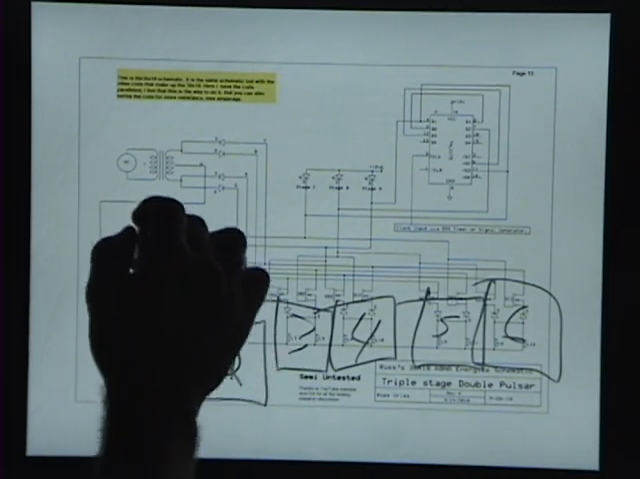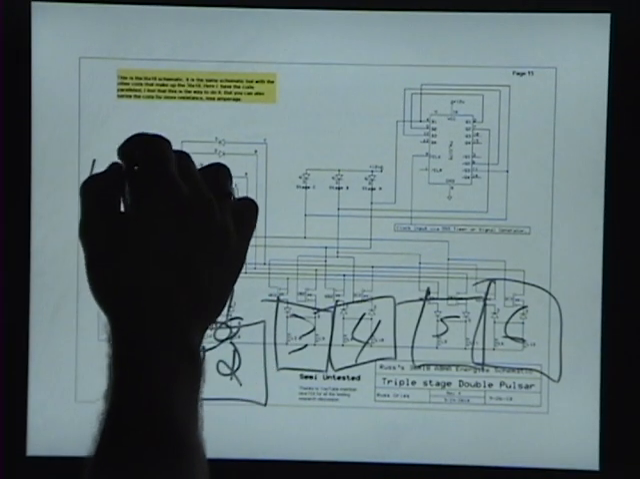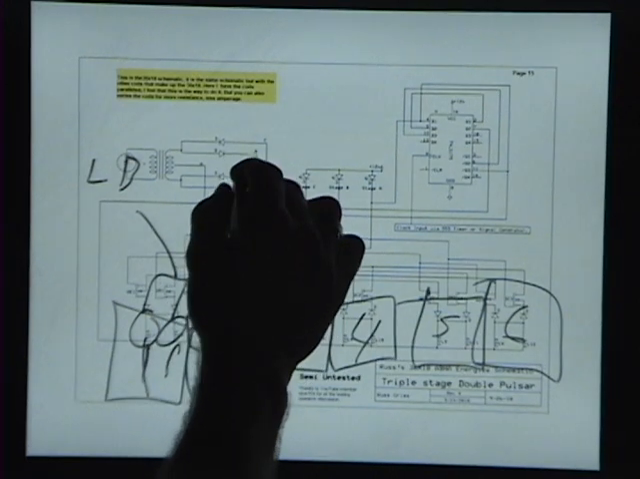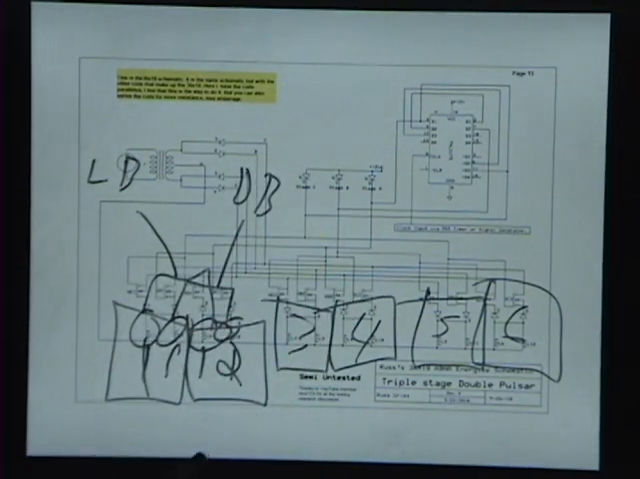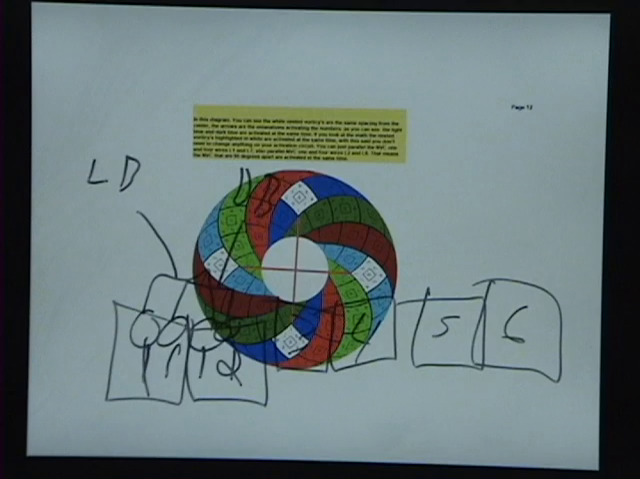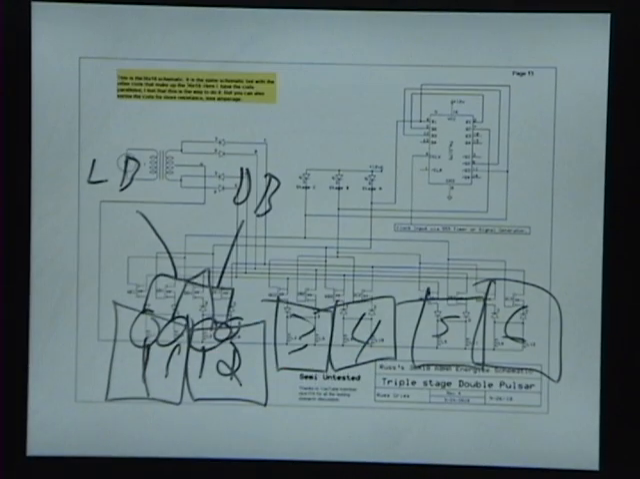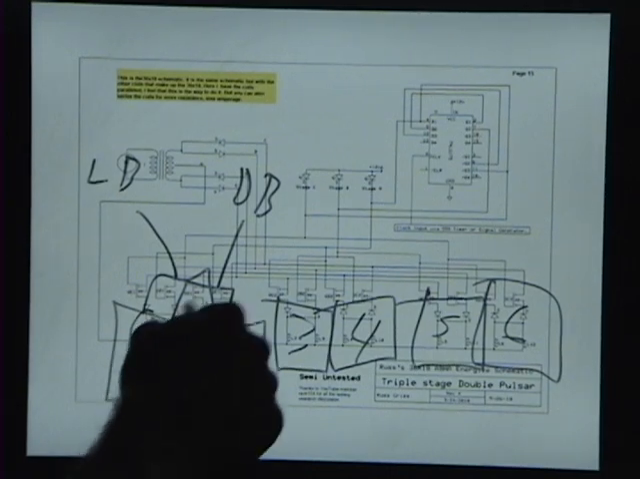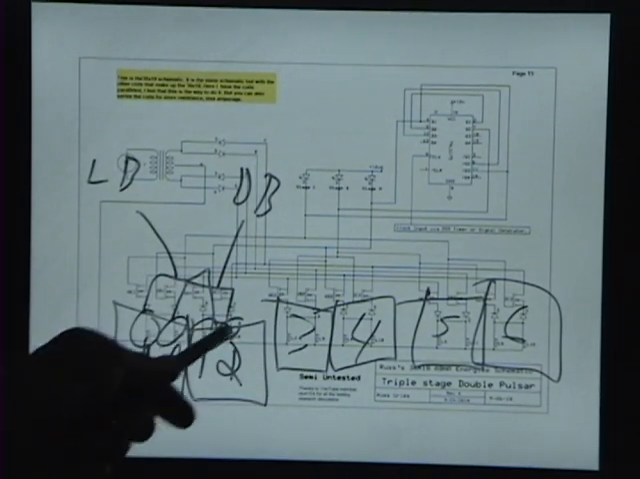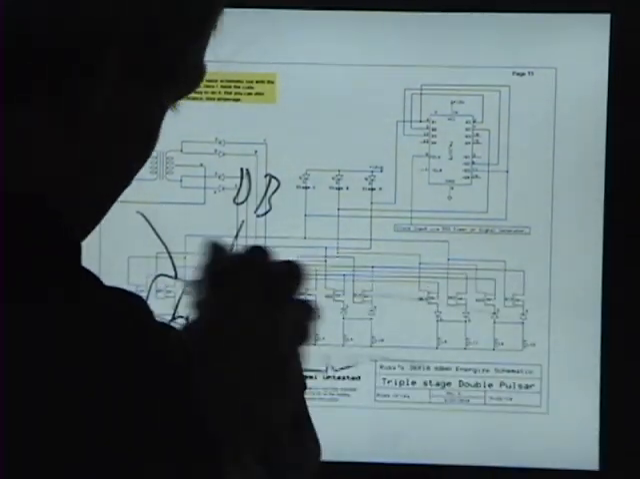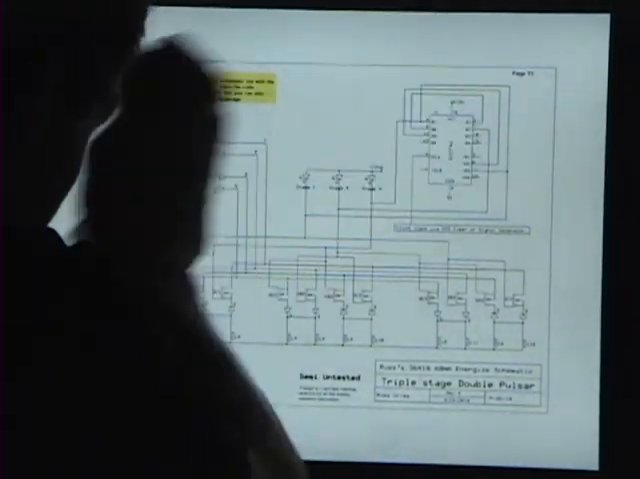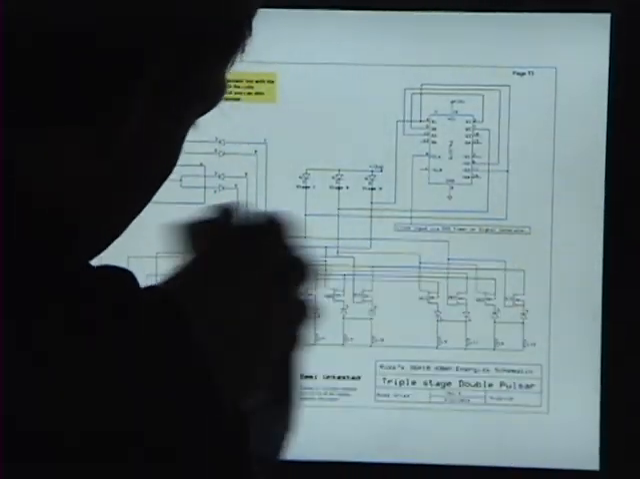But this is light blue. This is dark blue. Because you remember they are on at the same time. You can see here, light blue and dark blue are on at the same time. That's why I have this staggered like that and both coils on there. Okay. Basically, that is the way all of this stuff functions.